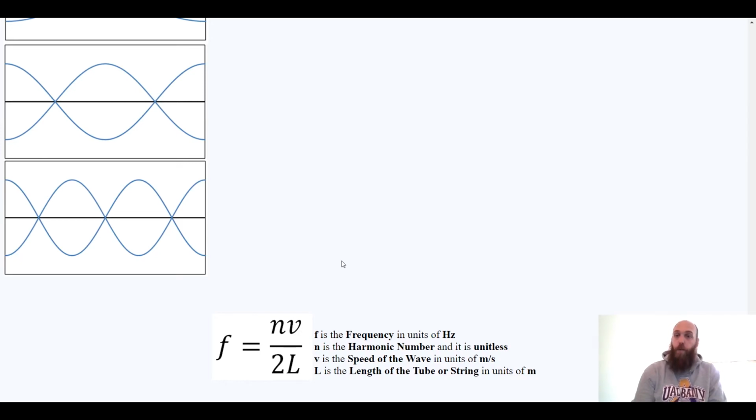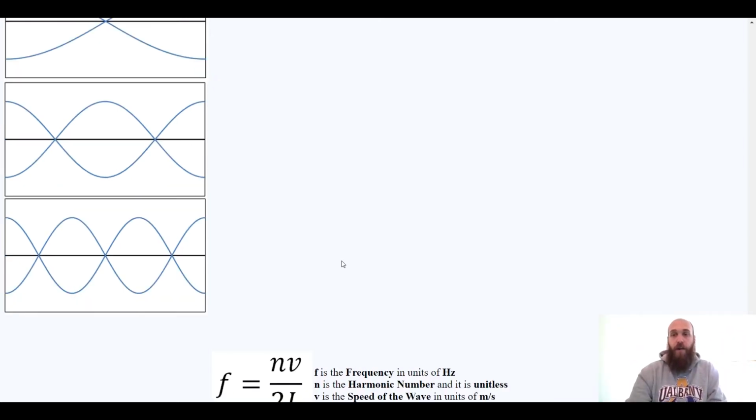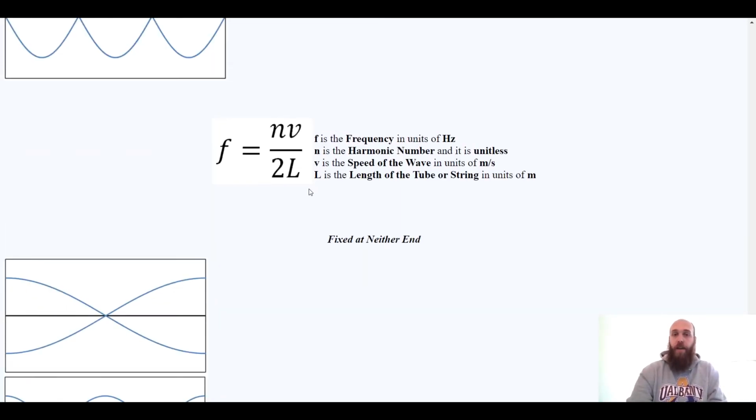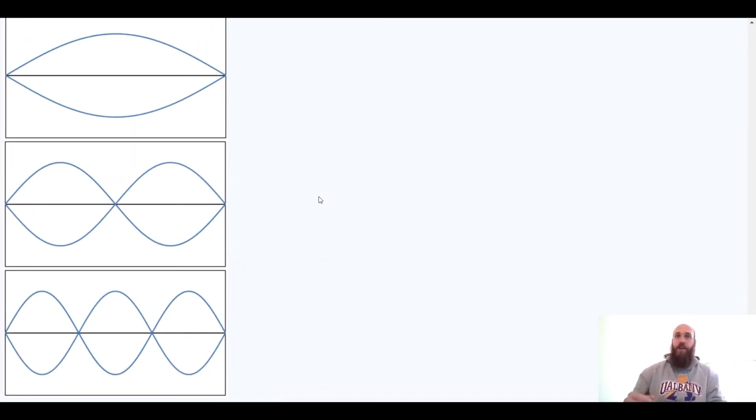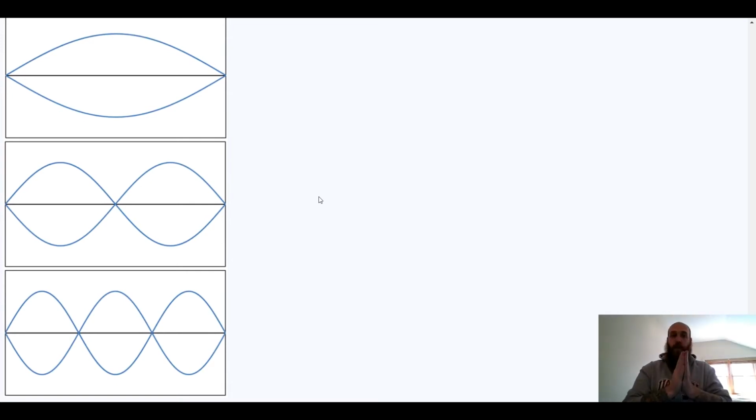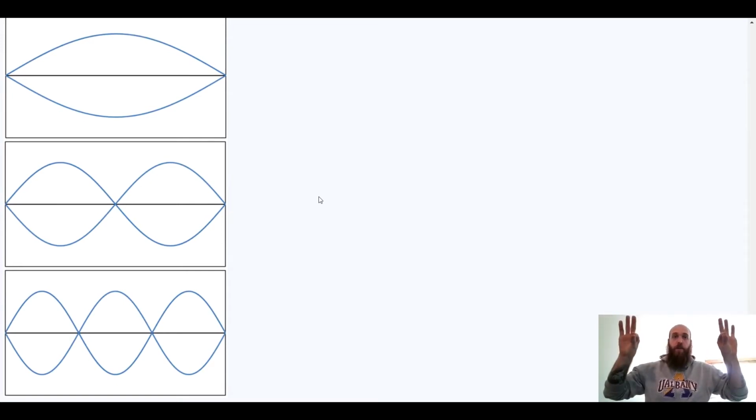And we can play the same game if we weren't open at both ends. We could do this if we were fixed at both ends. We'd have a very similar looking formula, nv over 2L. And the reason why is because the pattern still ends up being the same, just shifted from the pinning point being in the middle to being at either end. But you can imagine this like a rubber band that you've held at both ends and you flick it, and you're going to have that oscillation that goes up and down.